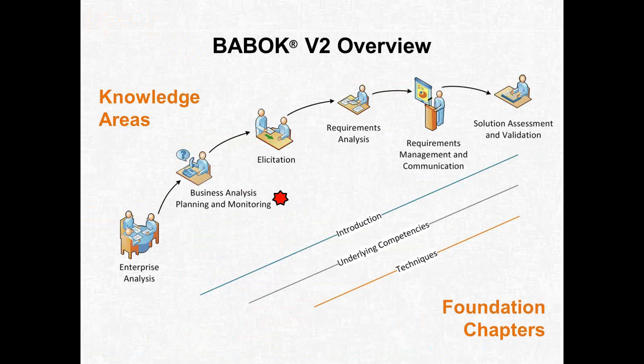The thing is, here we have these 6 knowledge areas. BABOK version 2 has 9 chapters: 6 are knowledge areas and 3 are foundation chapters. The knowledge areas are enterprise analysis, business analysis planning and monitoring, elicitation, requirements analysis, requirements management and communication, and the final one is solution assessment and validation. The foundation chapters are introduction, underlying competencies and techniques. Let us understand this sequence first.